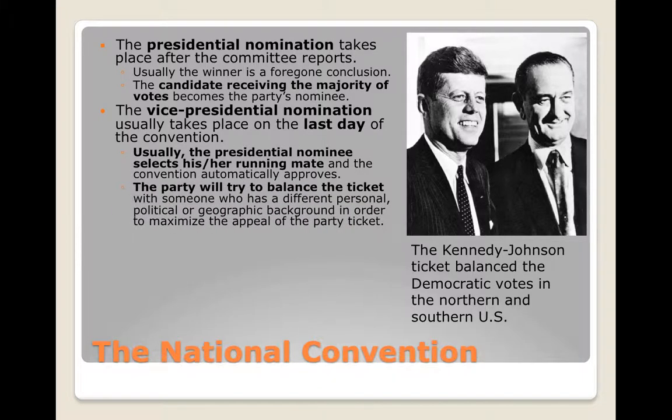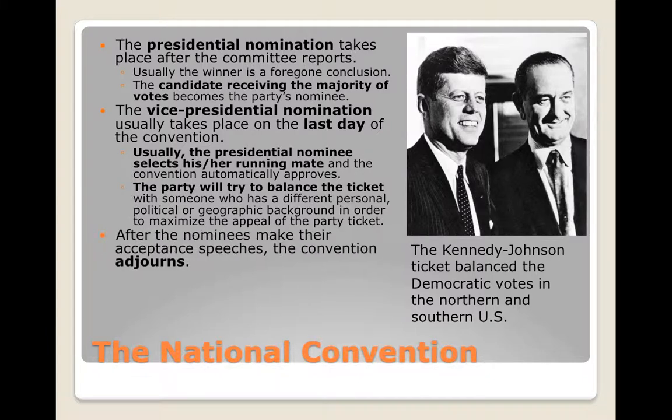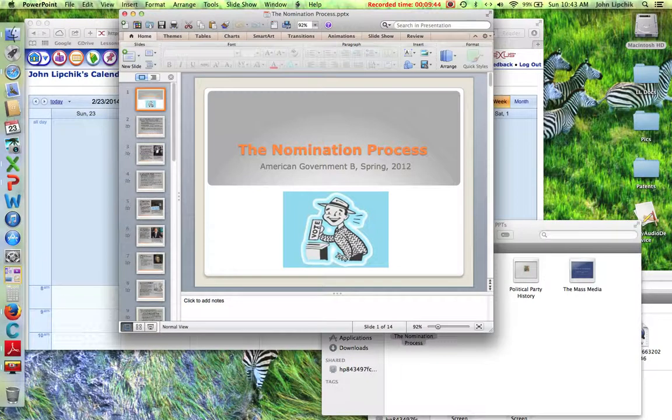The party will try to balance the ticket with somebody who has a different personal, political, or geographic background in order to maximize the appeal of the party ticket. After the nominees make their acceptance speeches, the convention adjourns. That concludes our discussion of the nomination process.